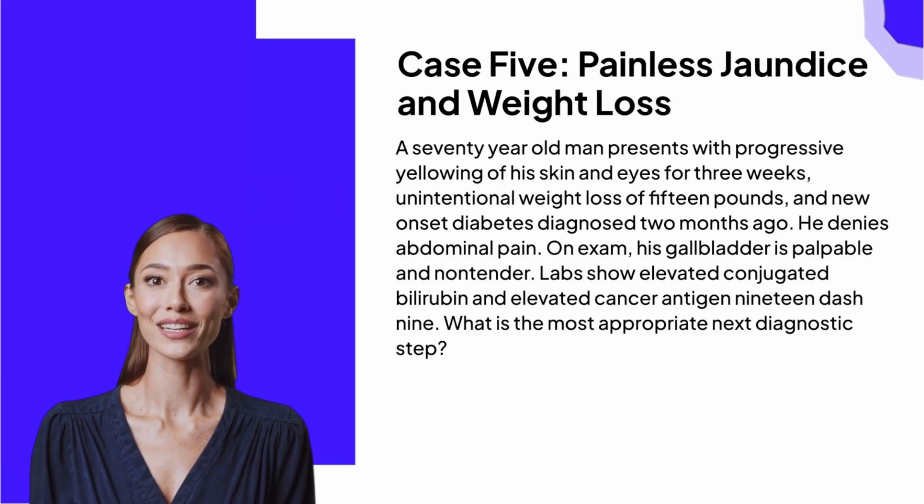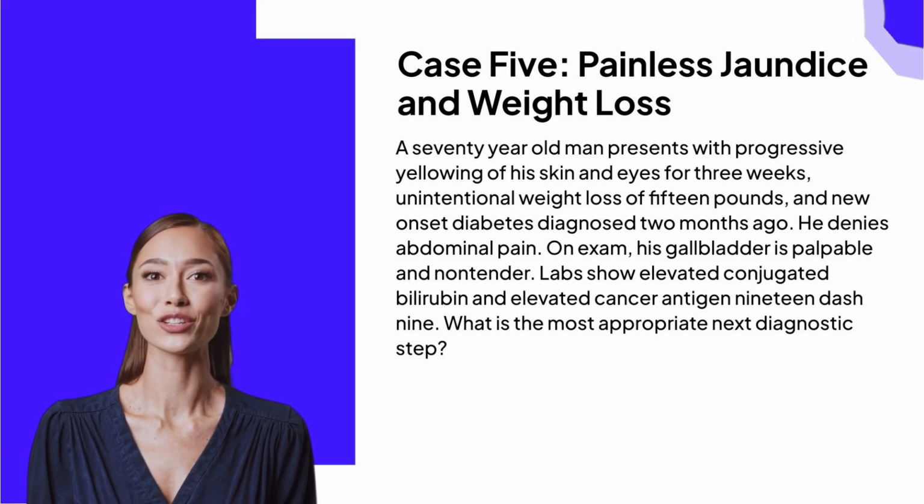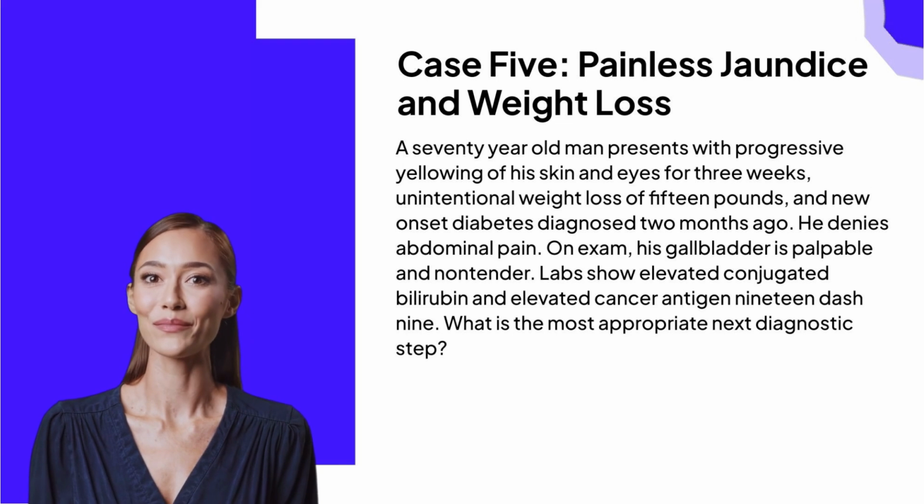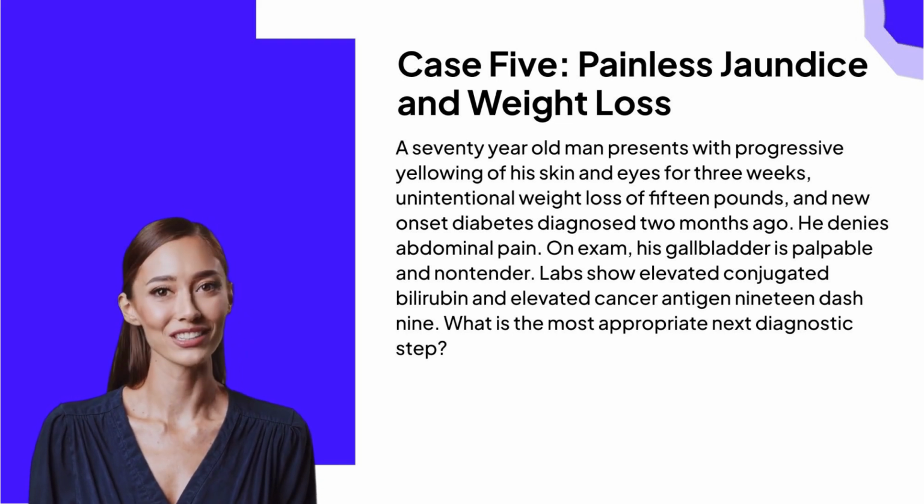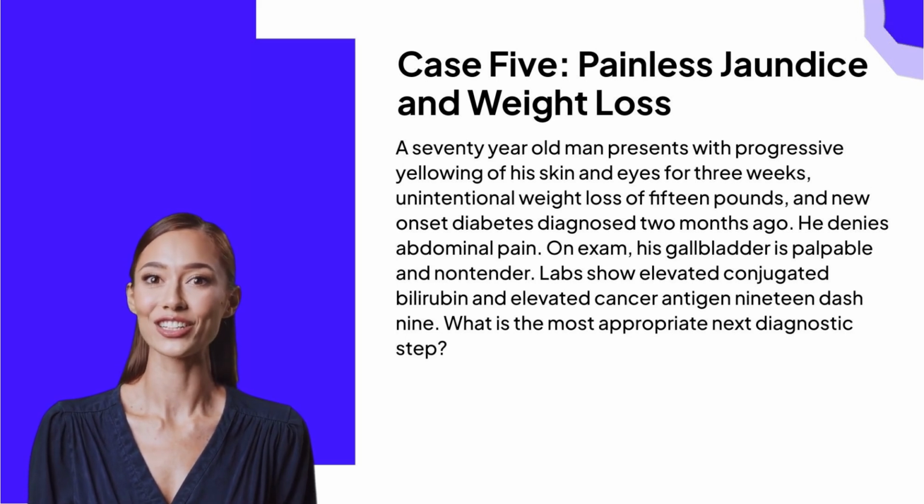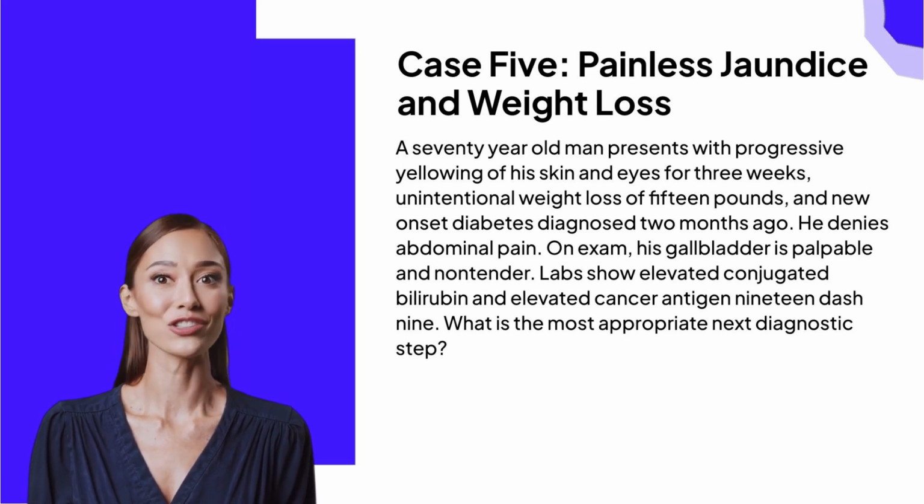Case 5. A 70-year-old man has progressive painless jaundice for 3 weeks, unintentional weight loss, and new-onset diabetes diagnosed 2 months ago. He denies abdominal pain. His gallbladder is palpable and non-tender. Labs show elevated bilirubin and elevated cancer antigen 19-9. What is the most appropriate next diagnostic step?